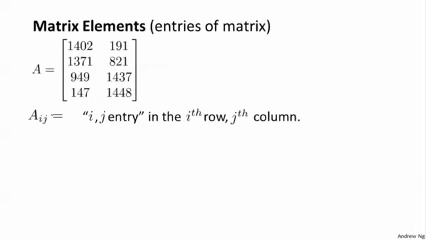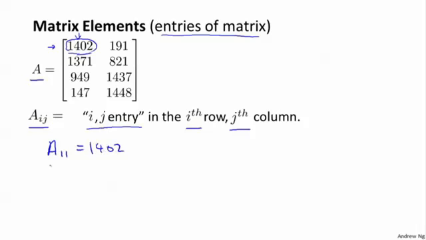Next, let's talk about how to refer to specific elements of the matrix. By matrix elements, I just mean the entries, or the numbers inside the matrix. So in the standard notation, if A is this matrix here, then A subscript ij refers to the i, j entry, meaning the entry in the ith row and the jth column. For example, A11 refers to the entry in the first row and the first column. So A11 is equal to 1402. Another example, A12 refers to the entry in the first row and the second column. And so A12 is equal to 191.